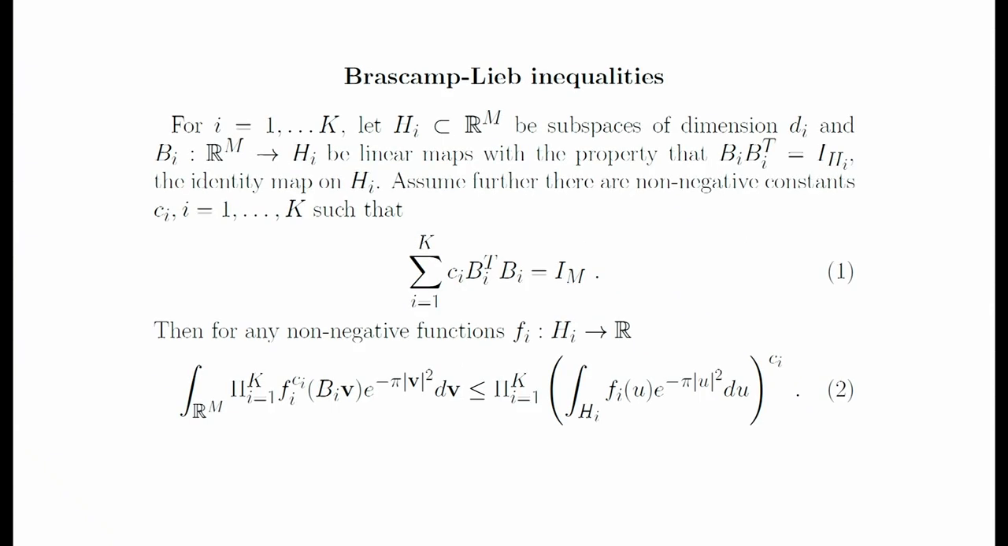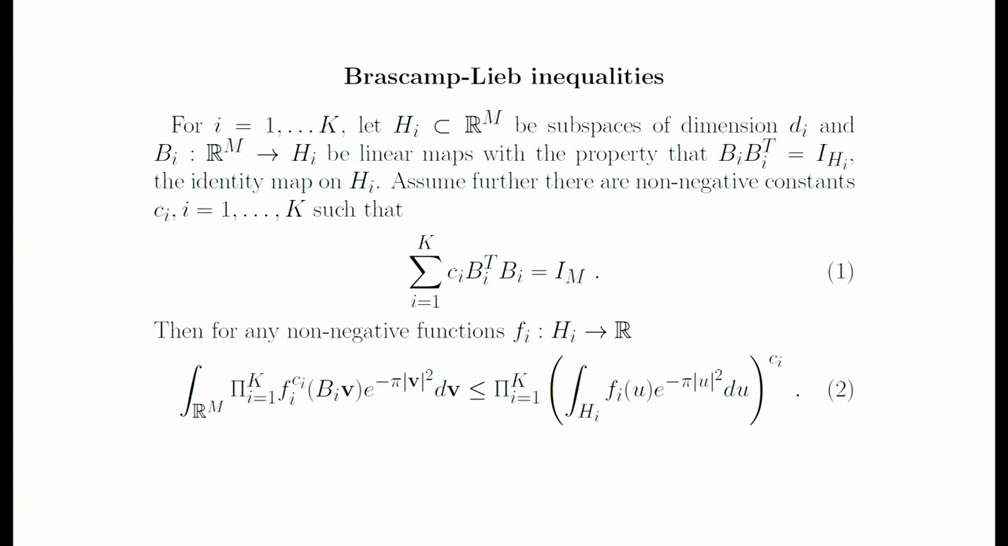Well, here comes Brascamp-Lieb, right? I've just written it down again. You have your Hilbert spaces, k of them. They have dimensions n_i. You have these maps going from Rm to the Hi's. And you know that this Bi, Bi transpose is the identity on these Hilbert spaces. Now, what you also need are these numbers Ci, so that when you look at this matrix, they add up to the identity, right? And what does Brascamp-Lieb tell you? This huge mess here is less or equal to that mess. This is a nice mess. This is a terrible mess.